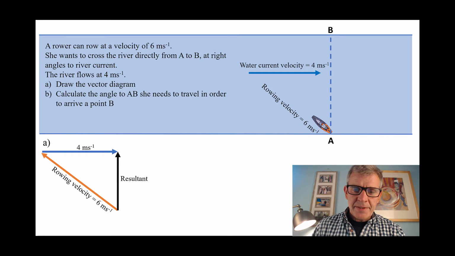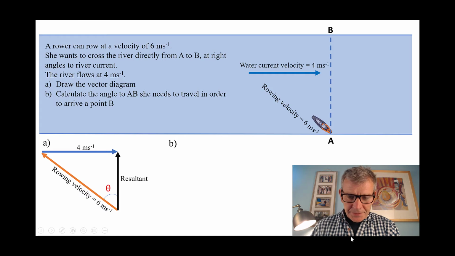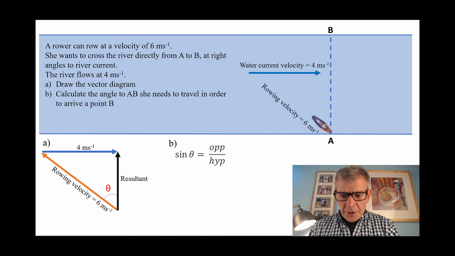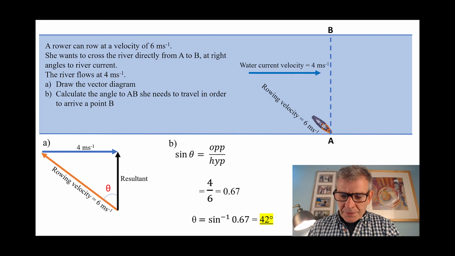In part B, it says calculate the angle to AB she needs to travel in order to arrive at point B. So we're interested, obviously, in that angle theta. So we use basic trigonometry in that sine theta is opposite over the hypotenuse. Opposite the angle, we've got the 4 meters per second vector. The hypotenuse is the rowing velocity, which is 6 meters per second, and that comes out to be 0.67. Theta then comes out to be 42 degrees.